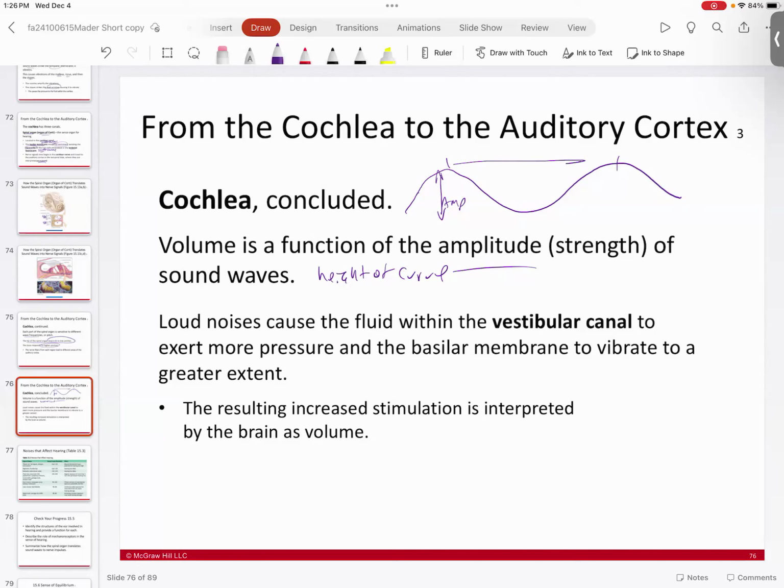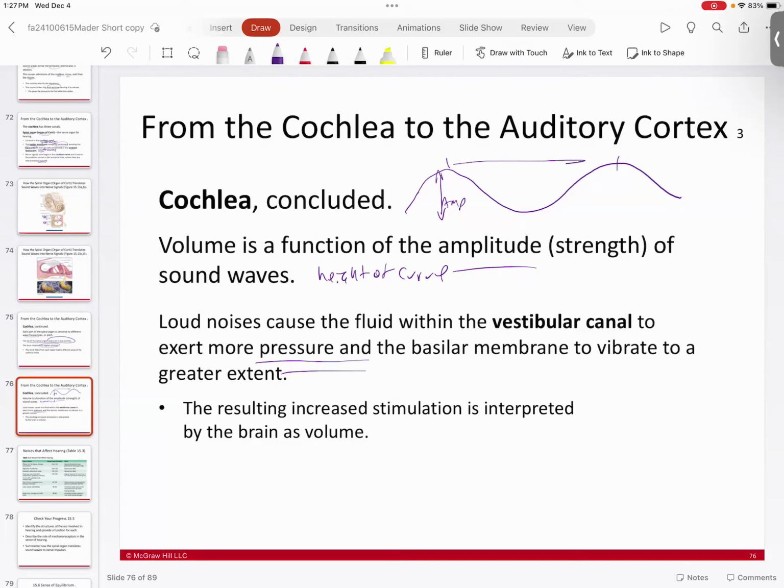What happens then is the fluid in the vestibular canal as it's coming through will essentially create more pressure. It's kind of like a giant wave. It's not an aggressive wave. It's like on the ocean, like a big swell. You can see the ocean kind of going up. That's a very low wavelength wave, but it's very high volume because you can see most of the ocean rising up. And so what that does, it creates more pressure in that vestibular canal.